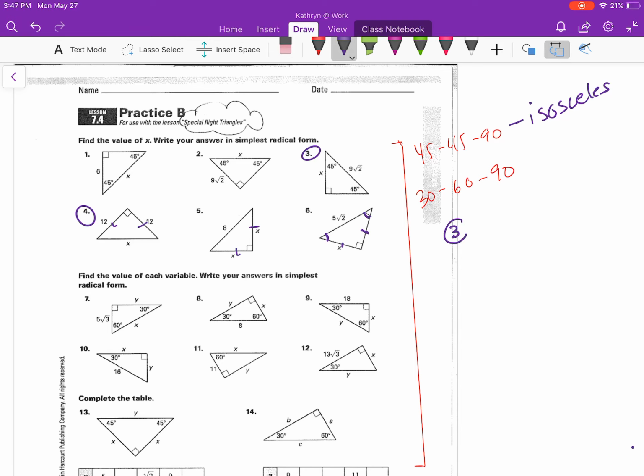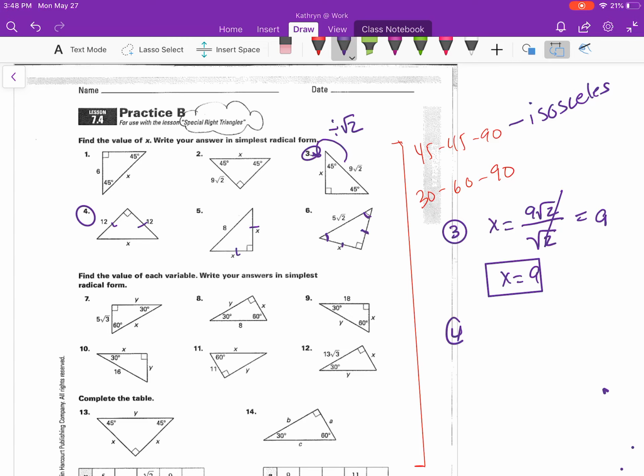So number 3, I need to find out what one of the sides is, and in order to find the side, I want to divide the hypotenuse by the square root of 2. So x is going to equal 9 square roots of 2 divided by the square root of 2, and that's really pretty easy. The square roots of 2 just cancel. And my final answer is x equals 9.